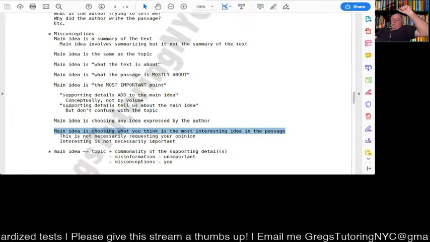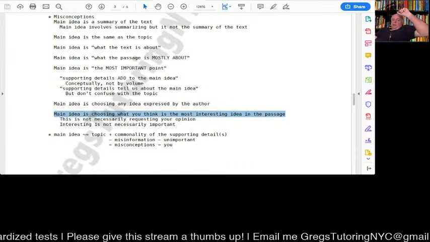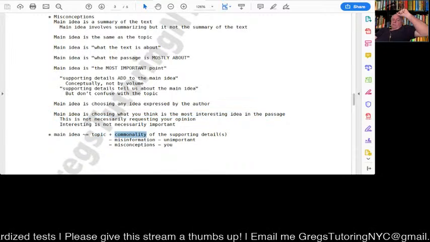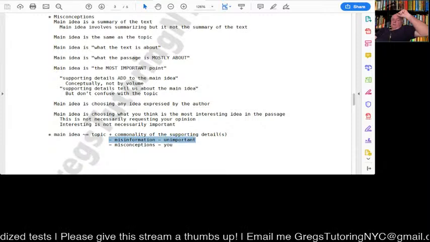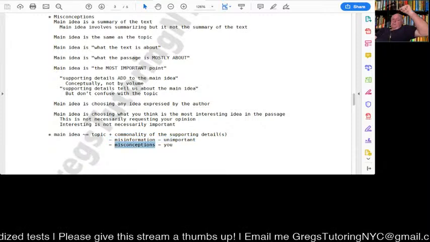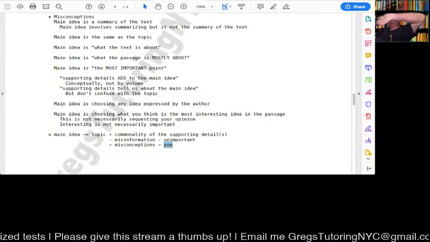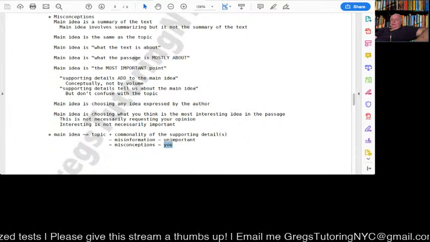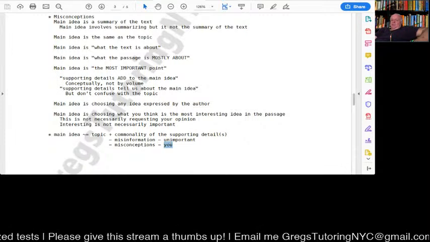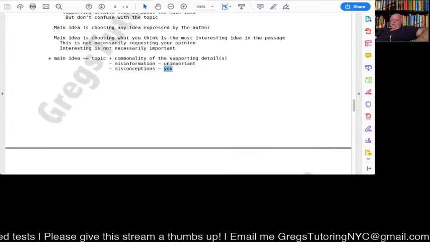So what we're going to do is hone down on a mathematical algorithm again. So it's the topic, plus all the commonality of the supporting details, minus the misinformation, minus what's not important, minus the misconceptions, and minus what you think about it. Once you clear all that out, you finally got the main idea. All right? So there's a lot that needs to be done to figure some of this out.